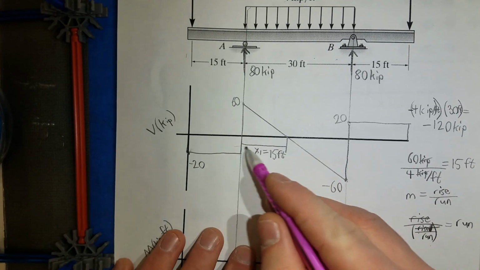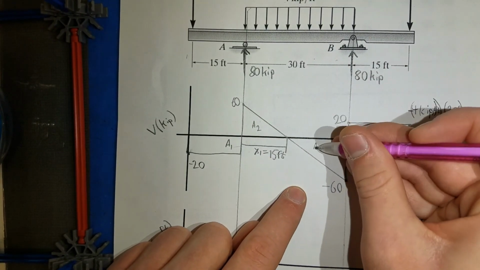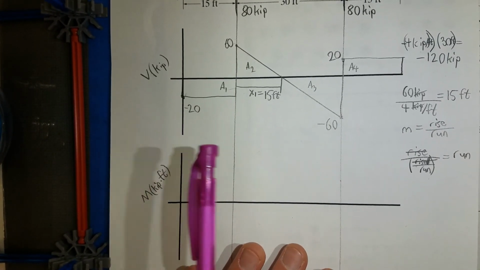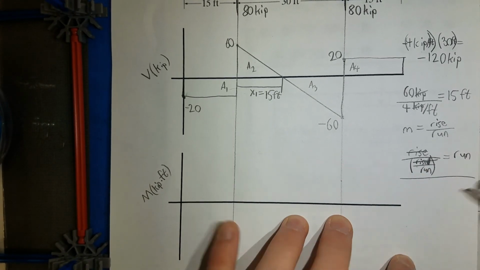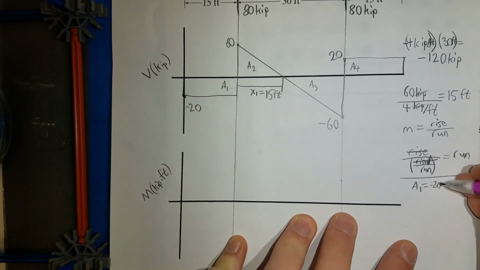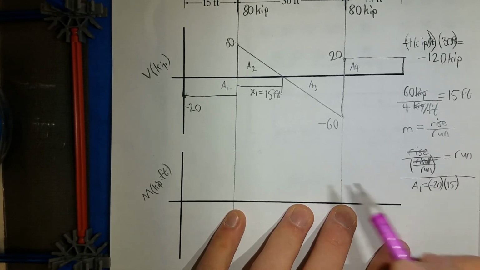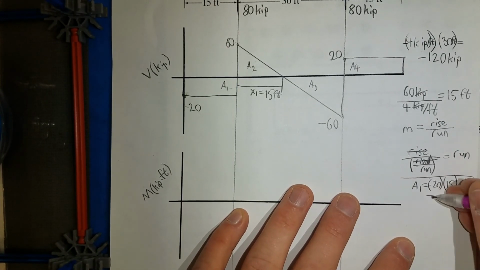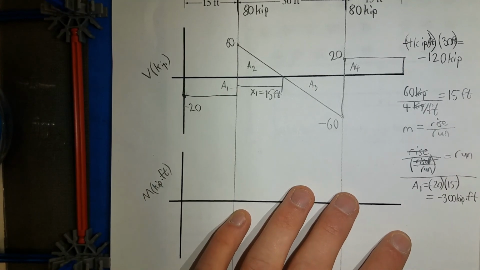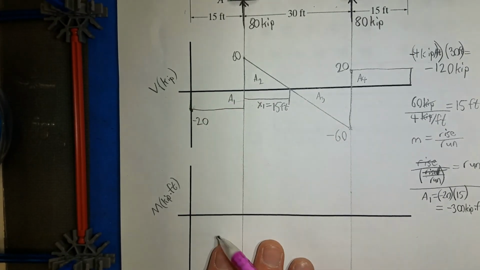So we'll go ahead and label these areas as Area 1, Area 2, Area 3, and Area 4. So we've got our areas up here. Now we're going to calculate them off to the side here. So Area 1 is going to be equal to the negative 20 kips that we have there. We're going to multiply it out by 15 feet. And that's going to end up giving us, should be a negative 300 kip feet. And that's ultimately going to be the change in moment from this end to this end.